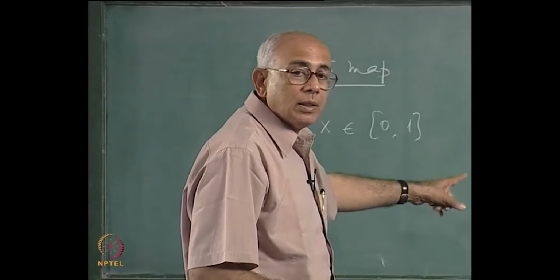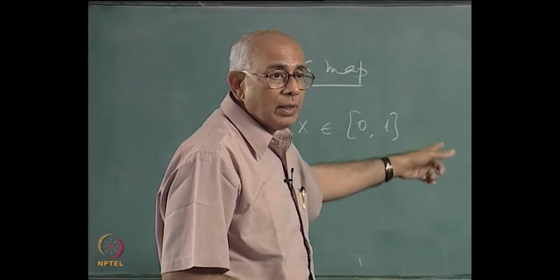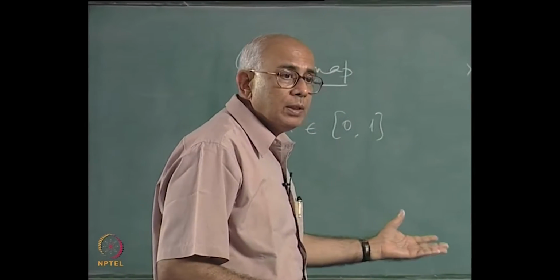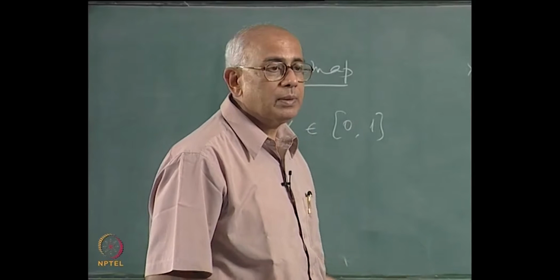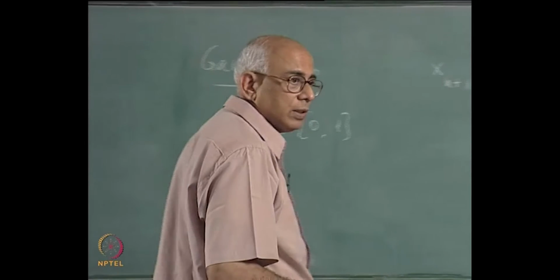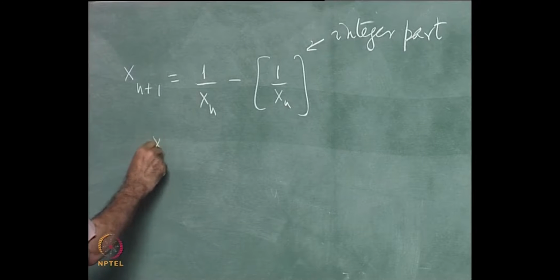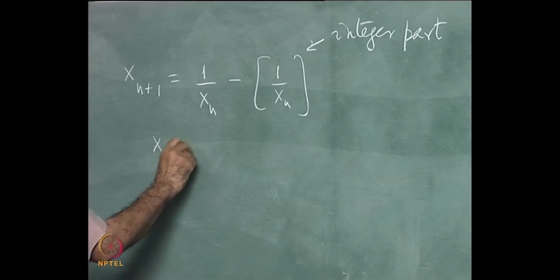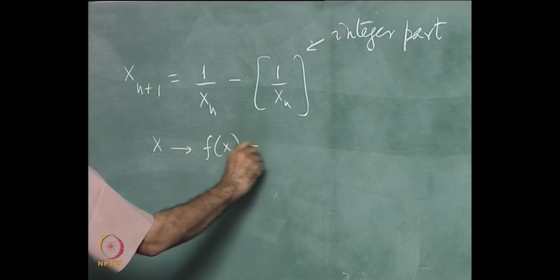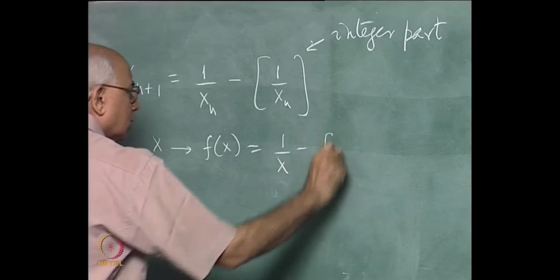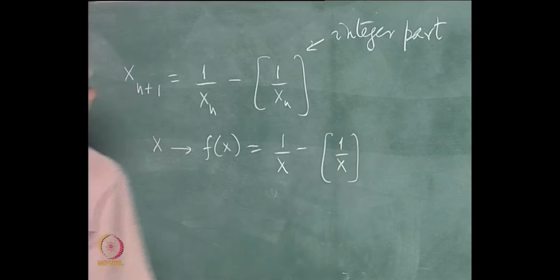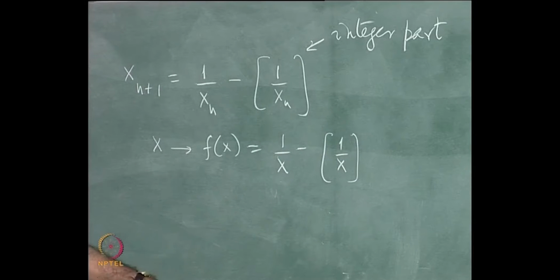And now the question is, is this map chaotic? If so, what is the Lyapunov exponent? What is the invariant density of this map, etc. This is the question we have to answer. What does the figure of this map look like? What does the graph of this map look like? So if I write x goes to f of x is 1 over x minus this, what does this graph look like?